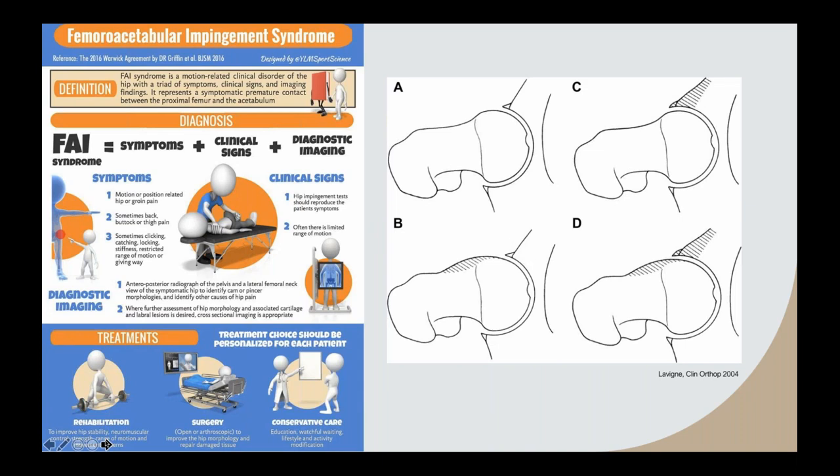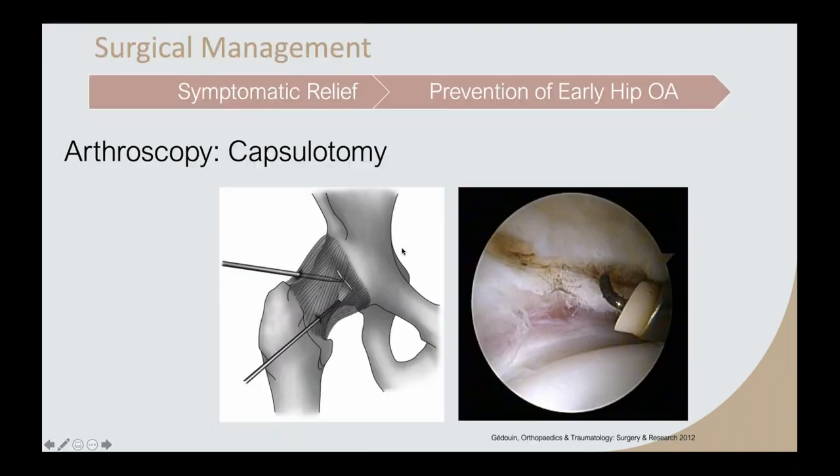We know that FAI is diagnosed through a triad of symptoms, clinical signs, and diagnostic imaging. The different types over here, you see the pincer type where there's an acetabular overcoverage, the CAM type where there's a fibro-osseous bump at the femur head-neck junction. Finally, there's a mixed type. Treatment choices we have are made up of either conservative care, rehabilitation, or more and more commonly these days, surgery.